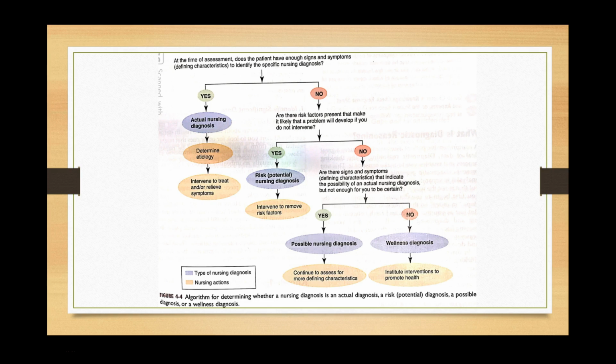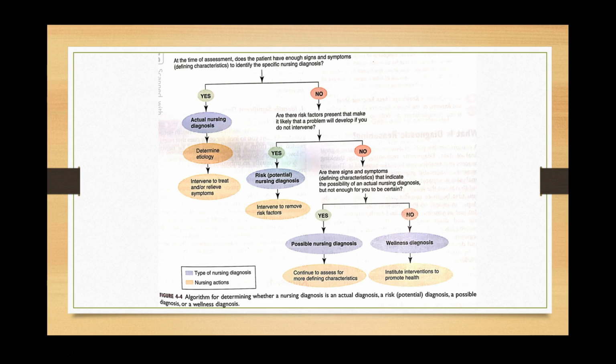Is he only going to be NPO for 24 hours? Yes. Then is he going to be able to eat afterwards? Yes. Then is there really truly a risk? No. Is this patient NPO for 4 days because he has diverticulitis? Yes. Is there a risk for not meeting nutritional requirements? Yes. Now you have a risk nursing diagnosis, and now you can do interventions.